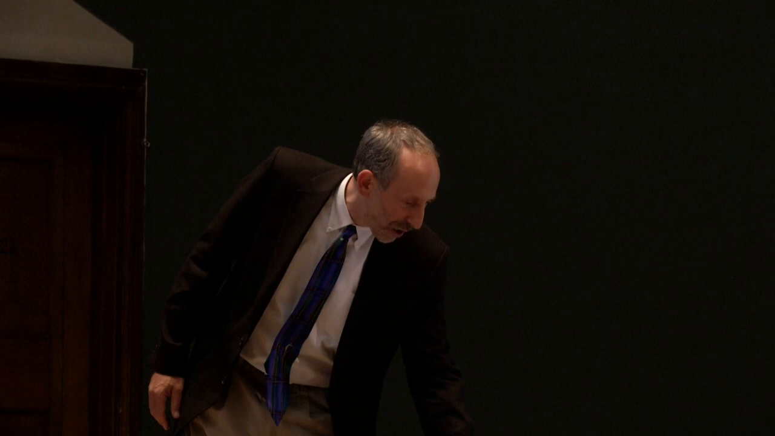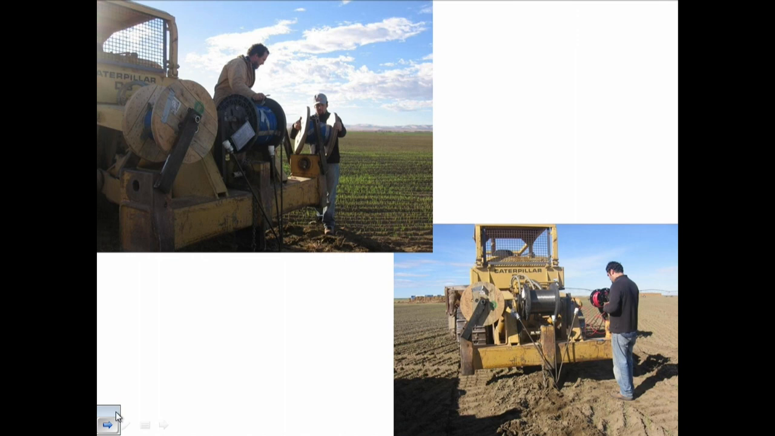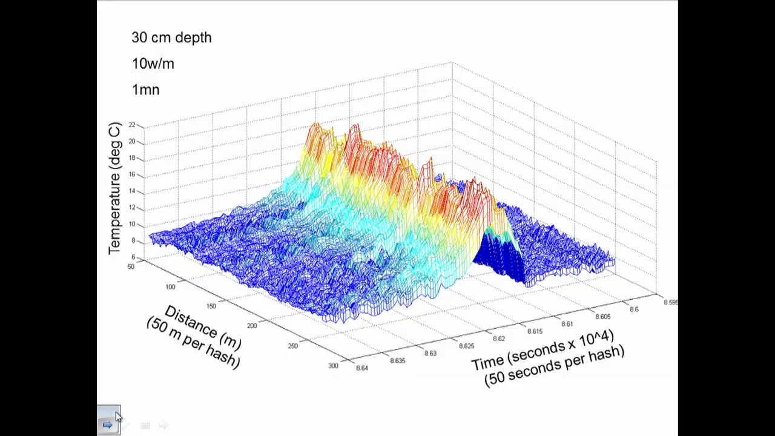So go rent a bulldozer, go out to the field. Let's drop some cables in the field. We're putting in here 3 different cables, one at 30, 60, and one at 90 centimeters depth. And we have the heating cable out there, the red one that's going to provide energy to the end of the cables. And this was our first heat pulse.